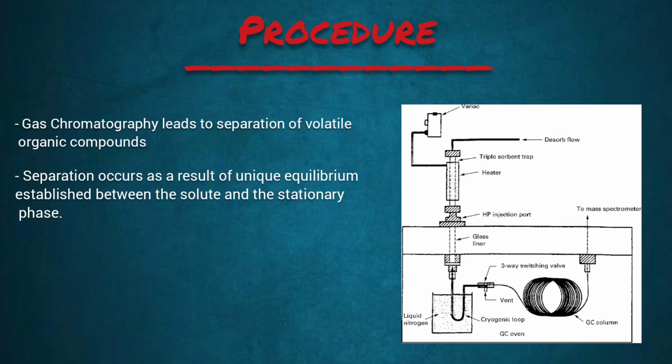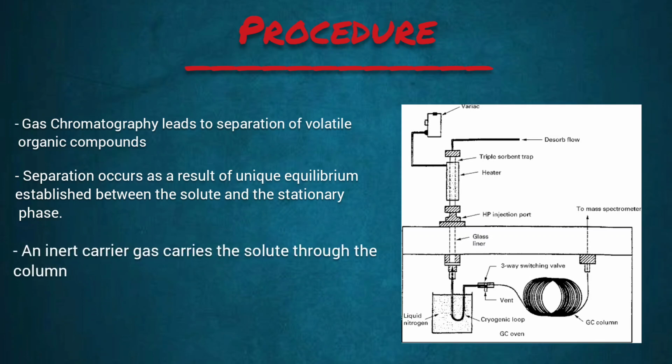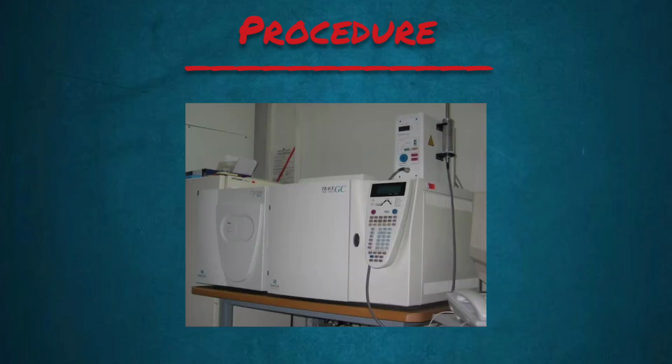Gas chromatography leads to separation of volatile organic compounds. Separation occurs as a result of a unique equilibrium established between the solutes and the stationary phase. An inert carrier gas carries the solute through the column. Procedure: GC works on the principle that a combination of substances will separate into individual substances when heated. As the separated substances emerge from the column opening, they flow into the mass spectrometer.